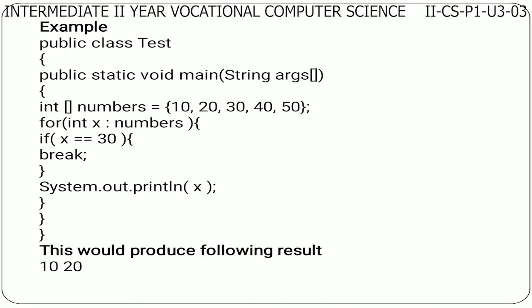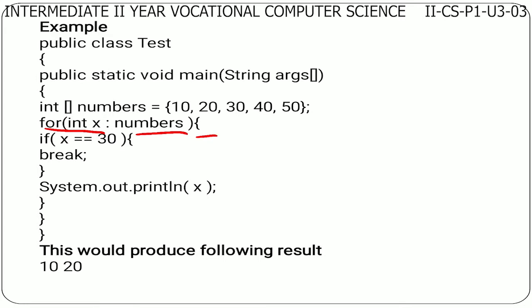So here I am taking an array named numbers, which stores 5 values: 10, 20, 30, 40 and 50. Next, I am taking a for loop. For accessing this array, we need a for loop. So within the for, I am using int x colon numbers.